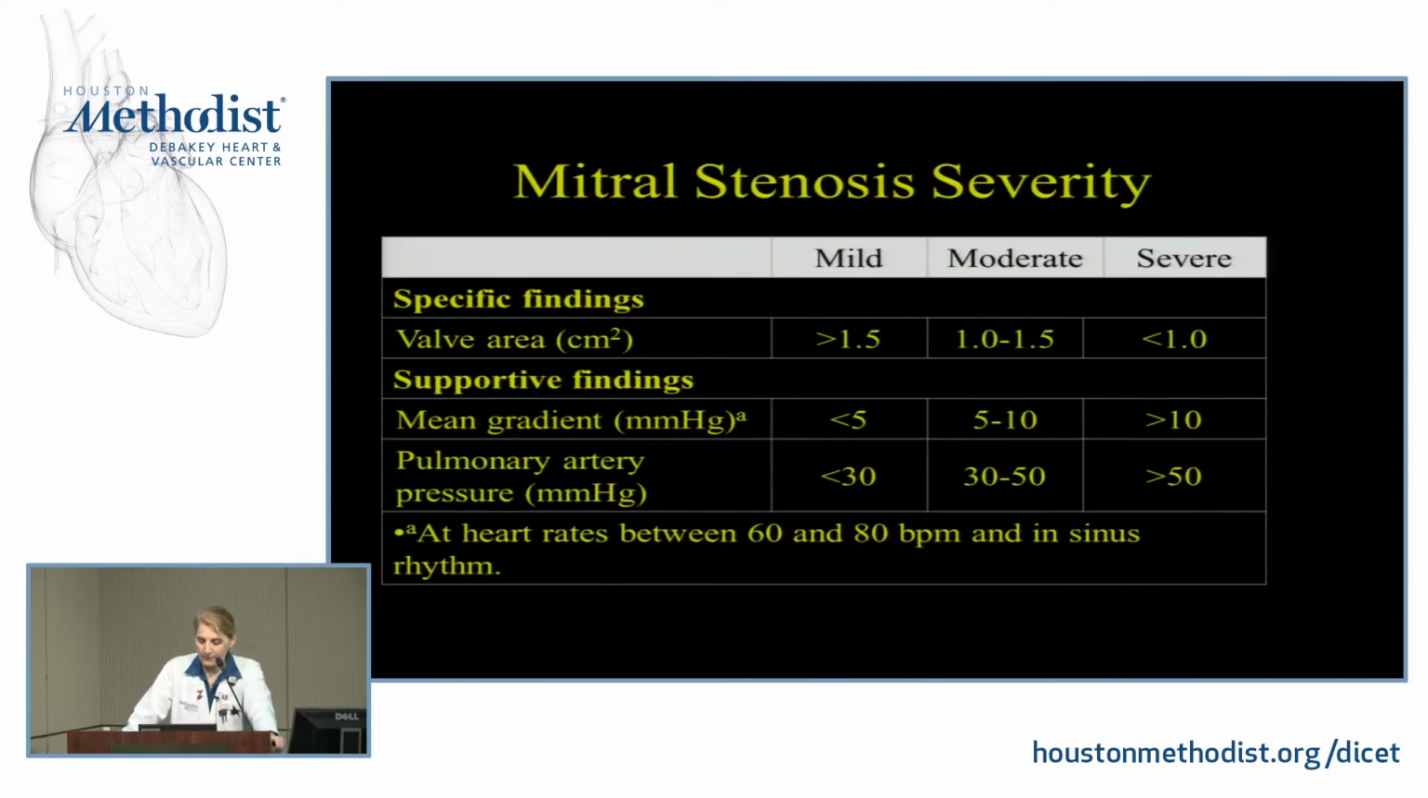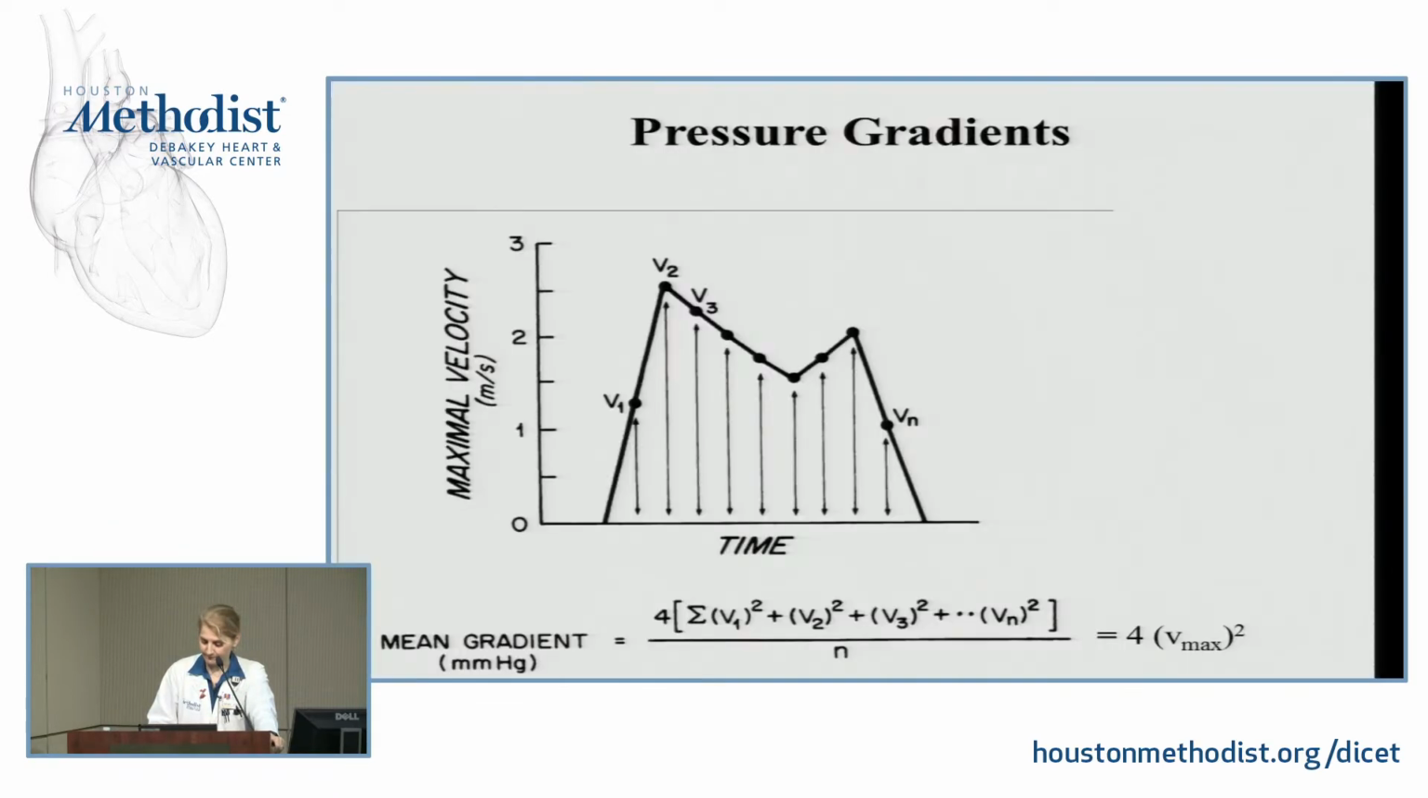Now, if we look at mitral stenosis severity according to the guidelines, it's listed here, much simpler. It looks simpler because there are only 3 things, but not really. And again, the caveat for all these measurements of severity is this is at heart rates between 60 and 80 and in sinus rhythm, because when you're not between 60 and 80 or in sinus rhythm, then there's problems with almost all of these measurements.